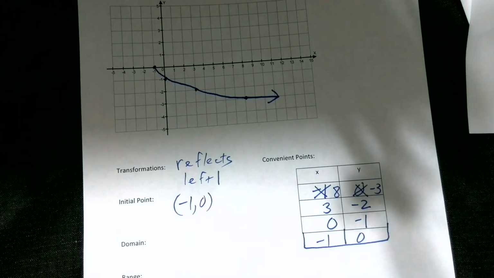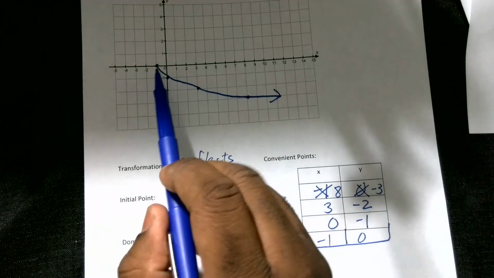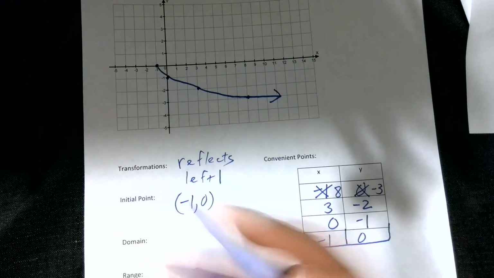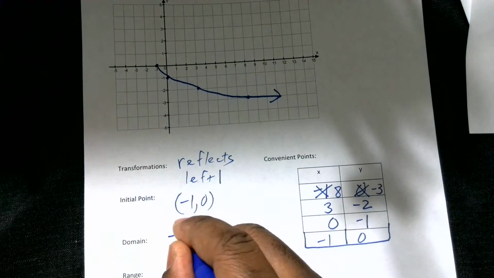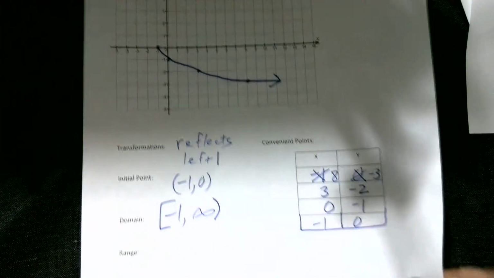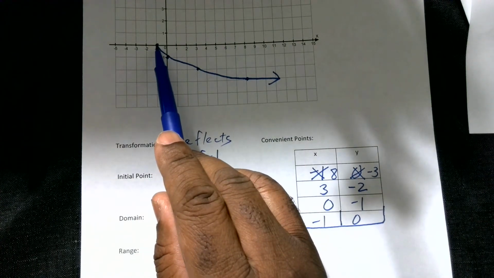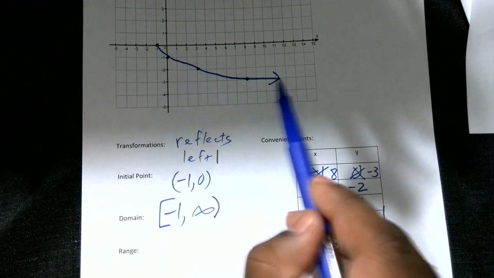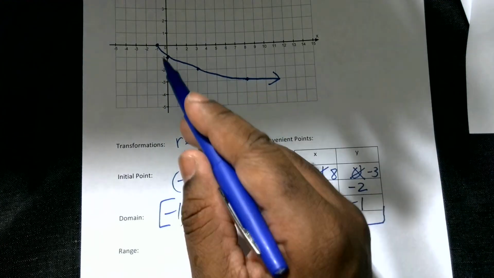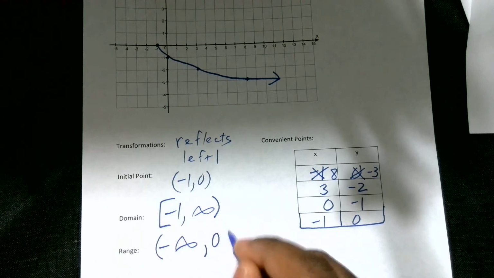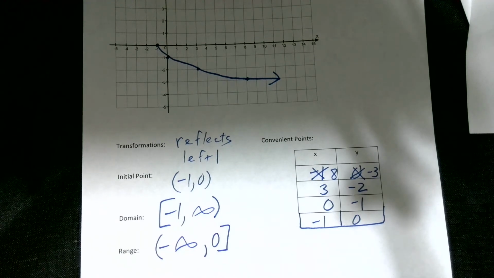And now, our domain. If you notice here, our domain is the x values. Negative 1 is the lowest value of this domain. So it would be negative 1 to infinity, bracket on negative 1, a parenthesis on infinity. Now the range, we look at the y values. This 0 here for y is actually the highest value. So that means, if you notice, it's going down. So we would go from negative infinity to 0, with a bracket on the 0. And just like I told you in previous problems, we use the initial points in the domain and range.